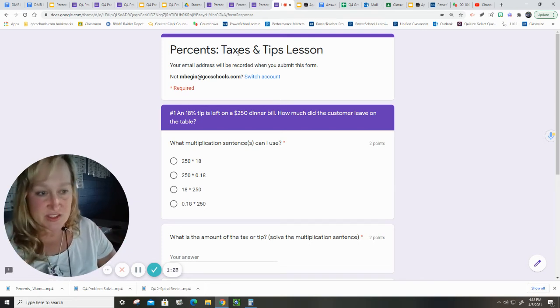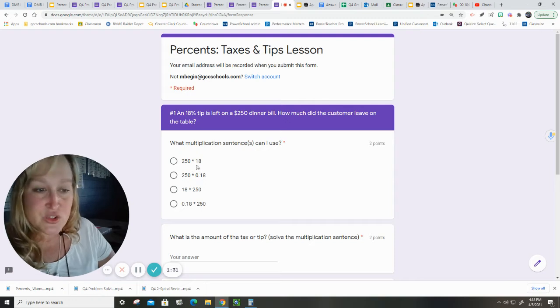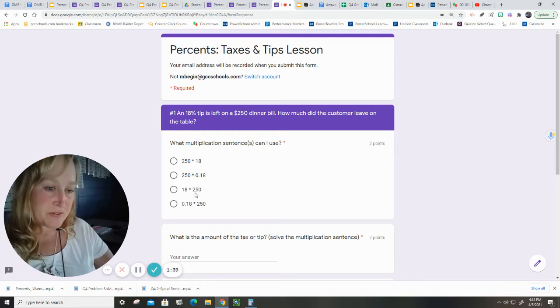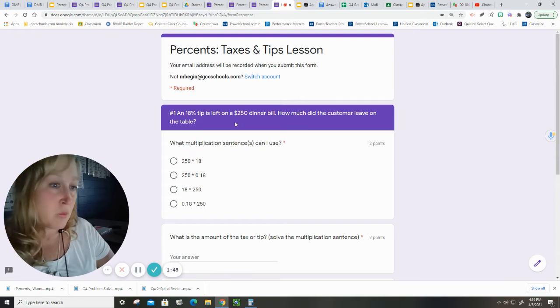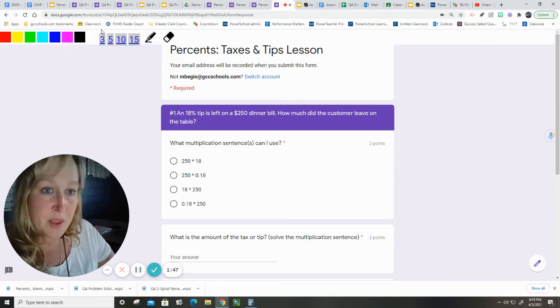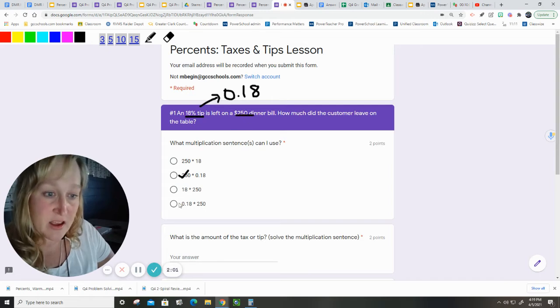So what multiplication sentence can I use first? Considering it has that apostrophe S, I'm going to make sure to think, is there more than one? It says 250 times 18. 250 times 0.18 hundredths. 18 times 250. 18 hundredths times 250. Well, they got all the numbers right. But let's go back to the stuff that we've done before. So this means that I'm going to be using 0.18. And this will be using the 250. So this one has it, and this one has it.